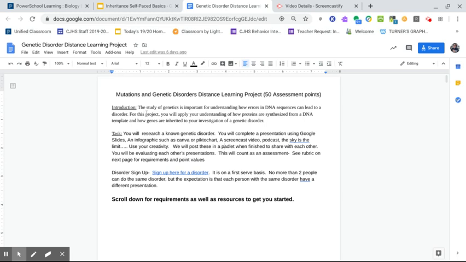The introduction lets you know how genetics is important for understanding how mutations in DNA can lead to a disorder. Remember, not all mutations lead to a disorder, and not all disorders are inherited, but we're going to focus on mutations that do lead to disorders and disorders that are actually inherited. You're going to apply your understanding of how proteins are made from DNA and how genes are inherited as you investigate your disorder.